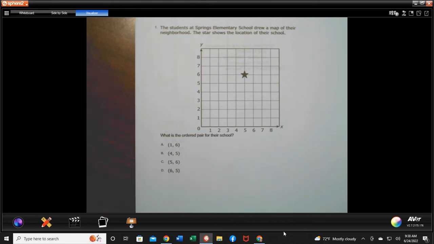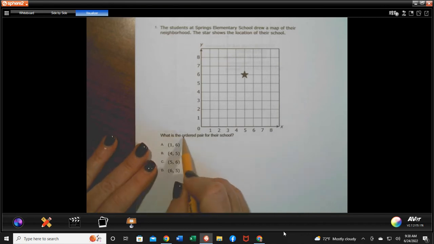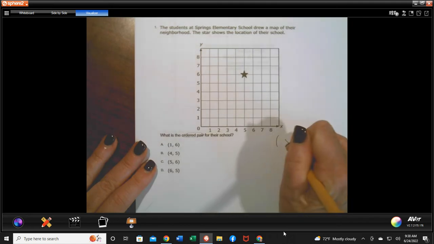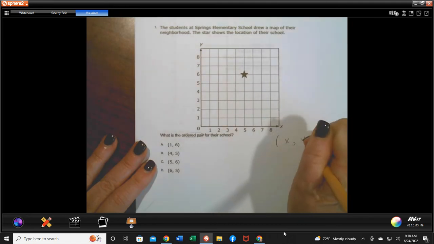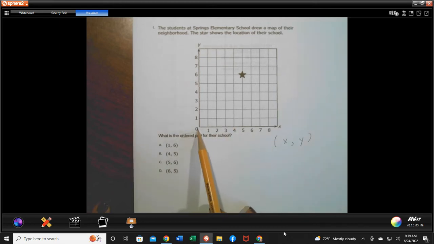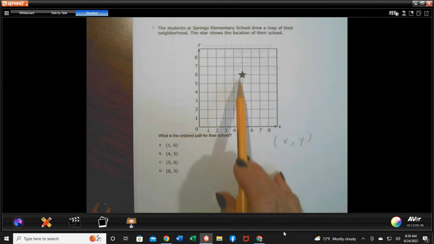The students at Springs Elementary School drew a map of their neighborhood. The star shows the location of their school. What is the ordered pair for their school? So we're looking for the ordered pair. What we have to remember is that when we write an ordered pair, the X value always comes before the Y. We can remember it 2 ways. Alphabetically, X comes before Y, or you can remember that funny little saying is that we run on the X before we jump on the Y.